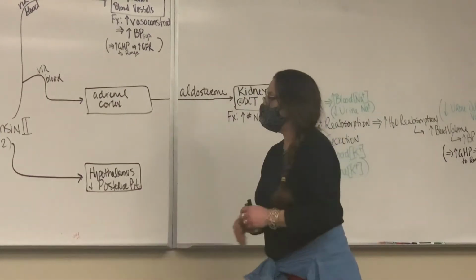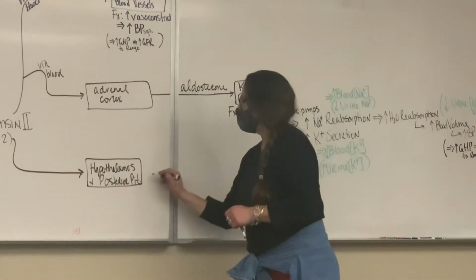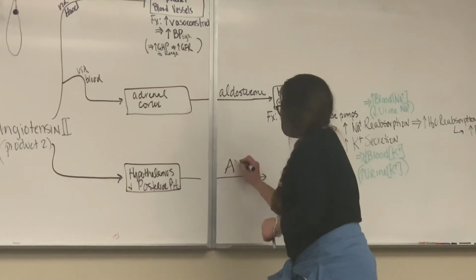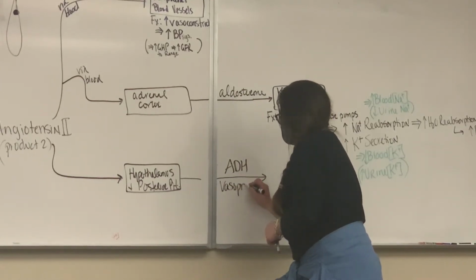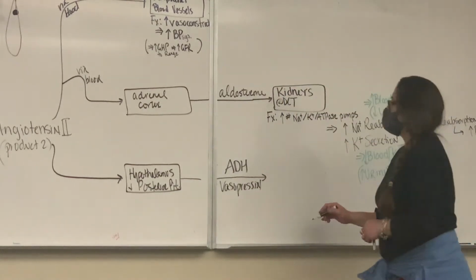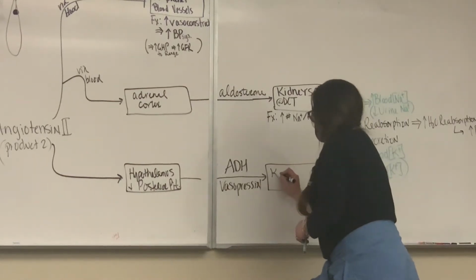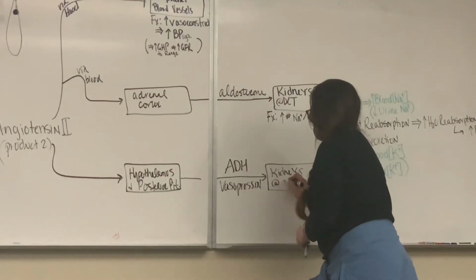What's this other hormone that's made in the hypothalamus and released from the posterior pituitary? ADH, also called vasopressin. ADH travels through the bloodstream. It's going to go to the kidneys, and it primarily targets the collecting ducts of the kidneys.